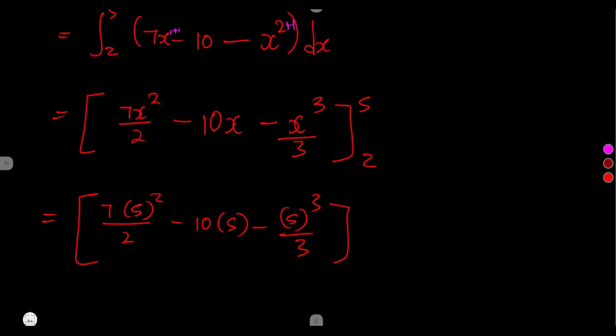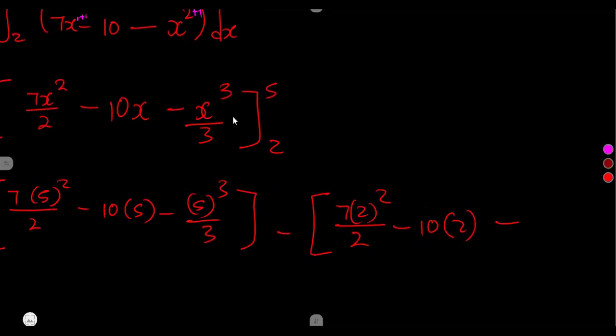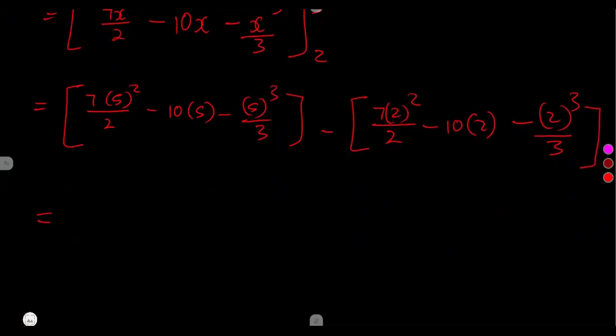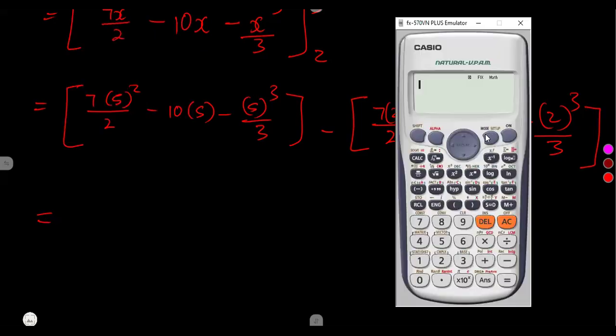So to the lower limit, that's minus. We're going to have our lower limit, just like here, in place of x we substitute a 2. So that's 7 into 2 squared over 2 minus 10 into 2, minus, in place of x, that's 2 to the exponent of 3 over 3. All right, so that was it. We can simplify this from our calculator. Let us be together because there's another part that I need to explain. I fixed my calculator to 3 decimal places, so I'm just going to have my answers to 3 decimal places, which is not a problem.